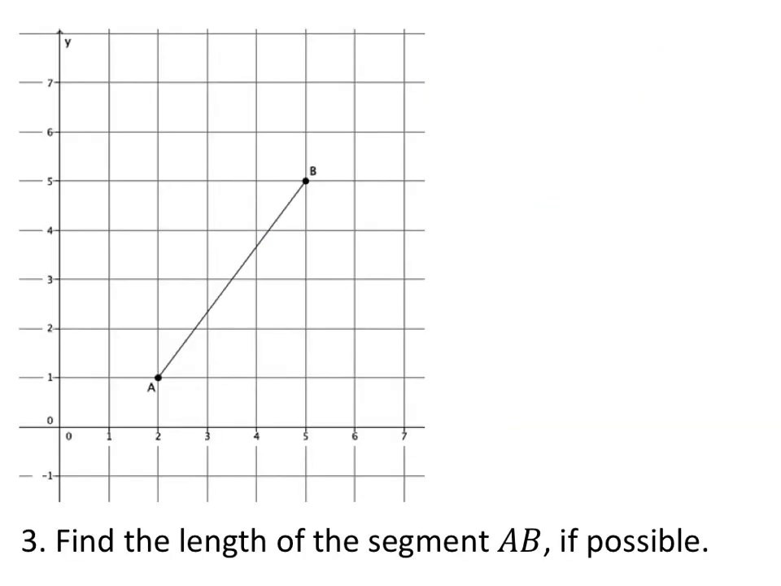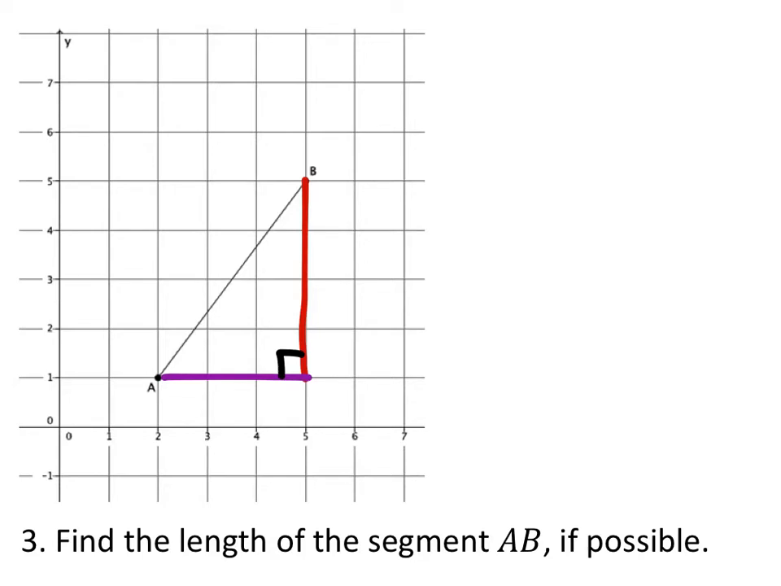Find the length of the segment AB if possible. Take 1 minute to do that with your partner. I don't know if this will help you guys out, but to find the length on this thing, what I would do is draw a right triangle right there. With that in mind, I'll give you guys another 30 seconds to see if you can figure it out.